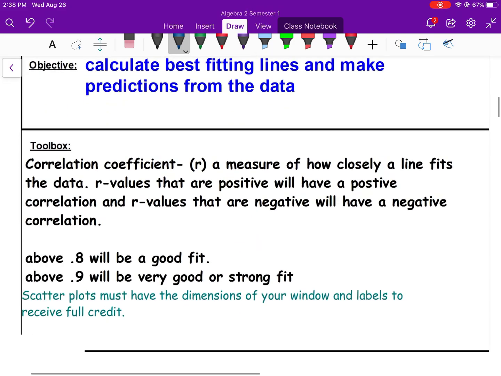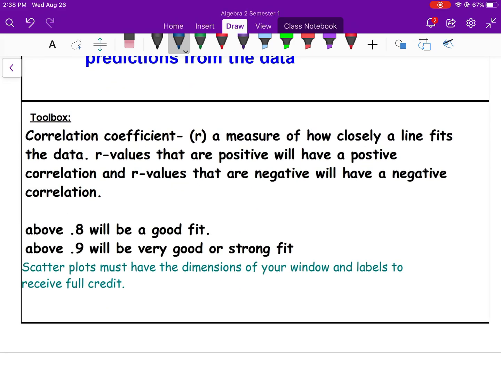Now, there's a few terms that we got here. Correlation coefficient. When we get to it, it will show up on your calculator. It's a measure of how closely a line fits the data, so how close that line gets to the points. R values that are positive will have a positive correlation. R values that are negative will have a negative correlation.